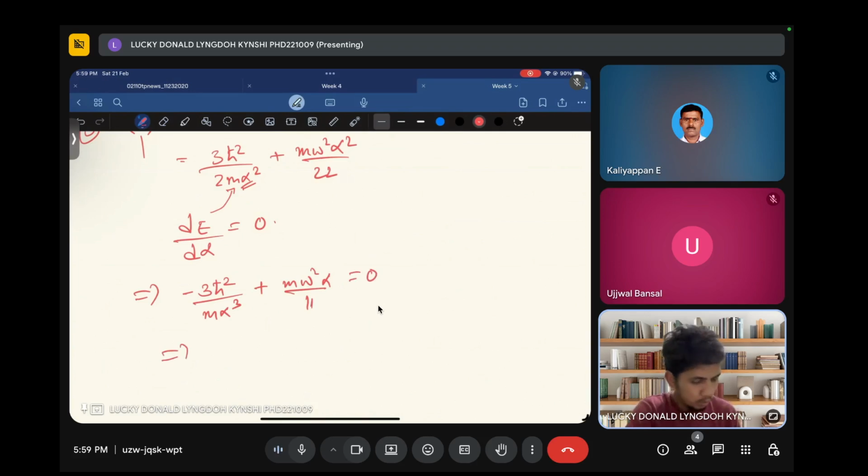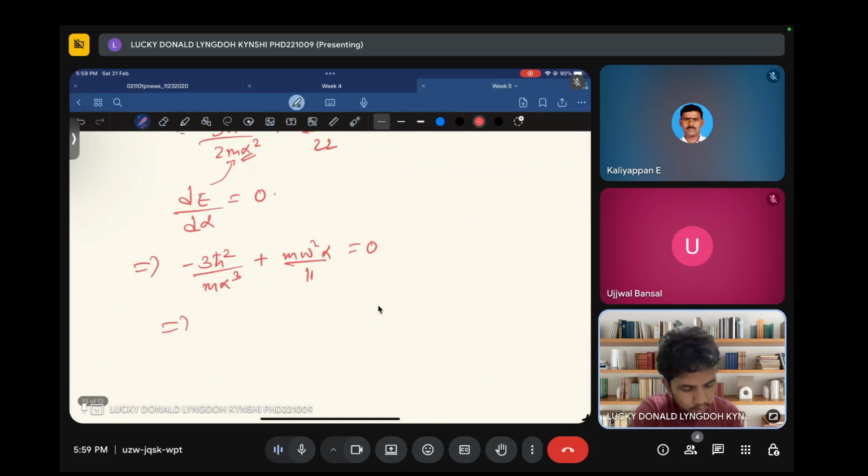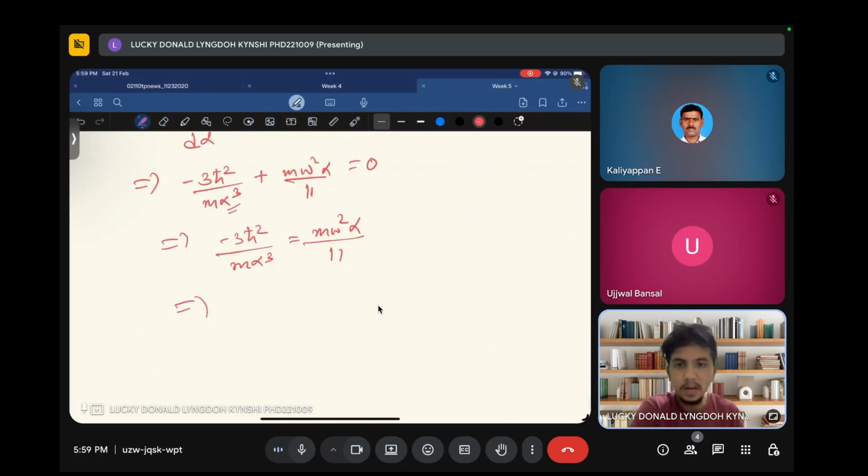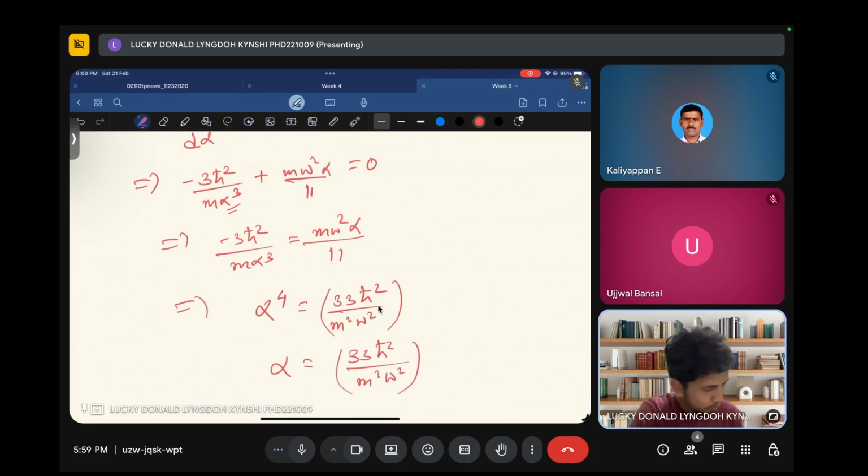Now you can find out the value of your alpha. So minus 3h cross square by m alpha cube equal to m omega square alpha by 11, and you carry alpha together, you will get alpha to the power 4 equal to 33 h cross square by m square omega square, and alpha is equal to (33 h cross square by m square omega square) to the power 1 by 4.